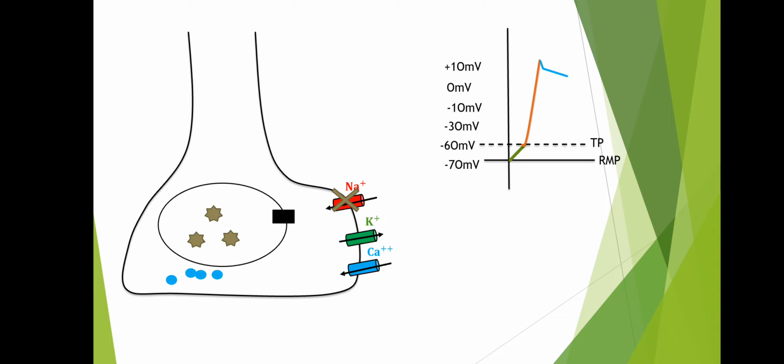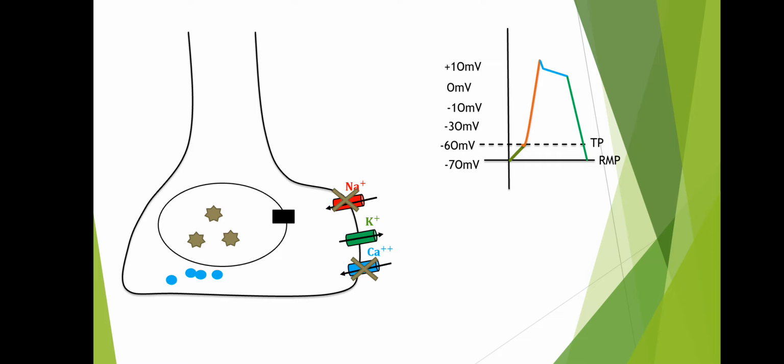But after some time, this calcium channel also closes off, and only the potassium channel stays open. Because of the outflux of potassium ion, there is loss of cation, because of which the polarity moves back to minus 70 millivolt, and this condition is known as repolarization. So we know action potential is nothing but depolarization followed by repolarization.